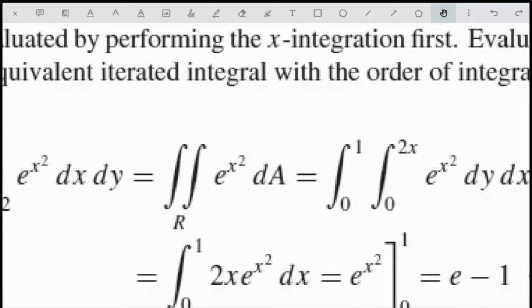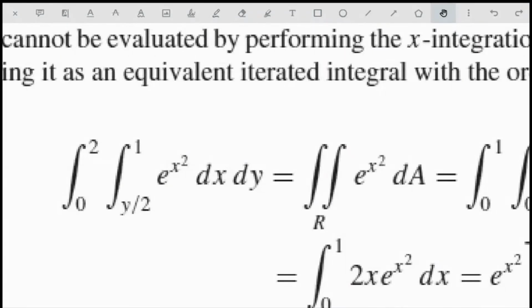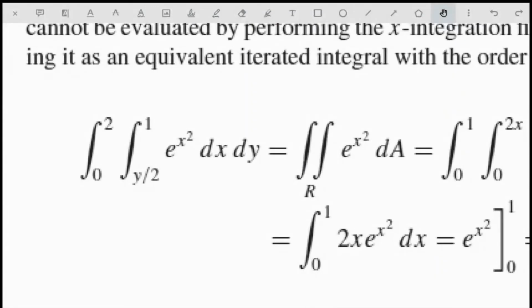Let's go back to the general setup. Now, if we were to think about what this actually looks like, that region is x equals y over 2 to 1, and 0 to 2 on the y's. So let's think about what that would look like.